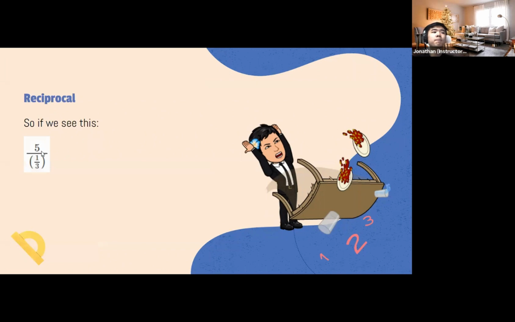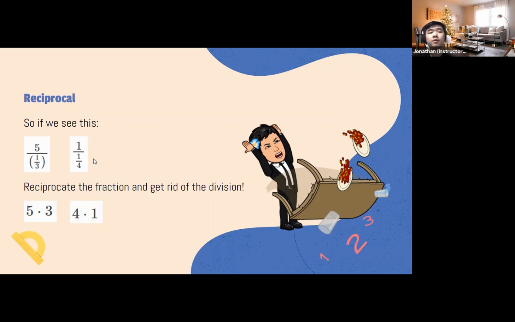So if we see this, 5 divided by 1/3, or 1 divided by 1/4, what we do is we reciprocate the fraction that's on the bottom, and then we get rid of the division. So for instance, we flip 1/3, so it becomes 3, and then we multiply. So it becomes 5 times 3. How about for 1 divided by 1/4? We flip 1/4, and then we do 1 times 4. So the answer for the first one is 15. The answer to the second one is 4.